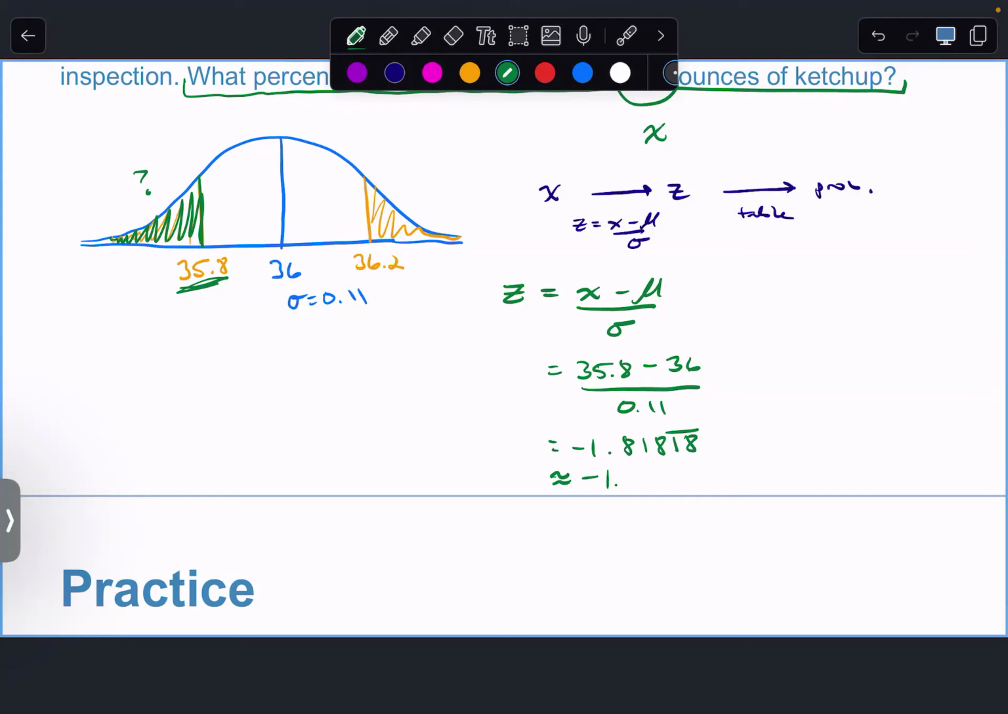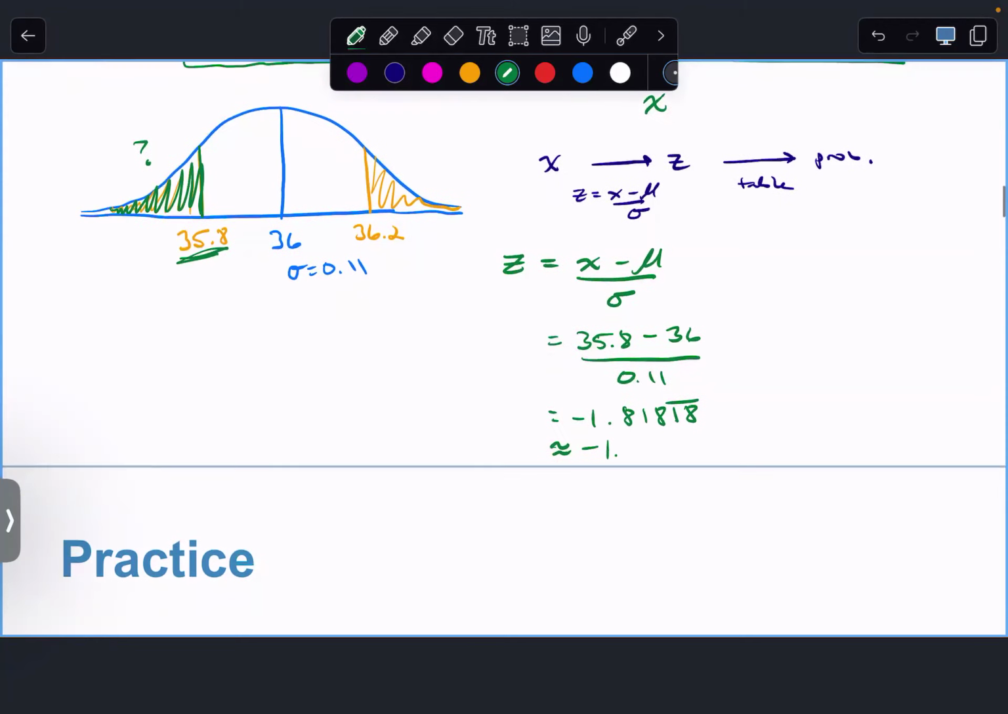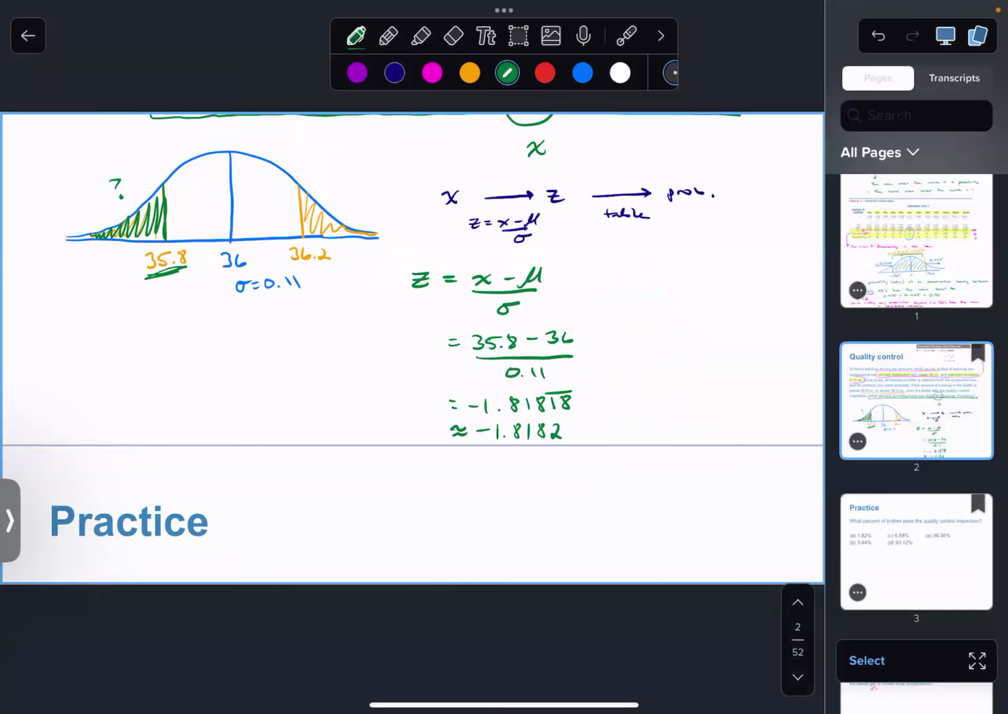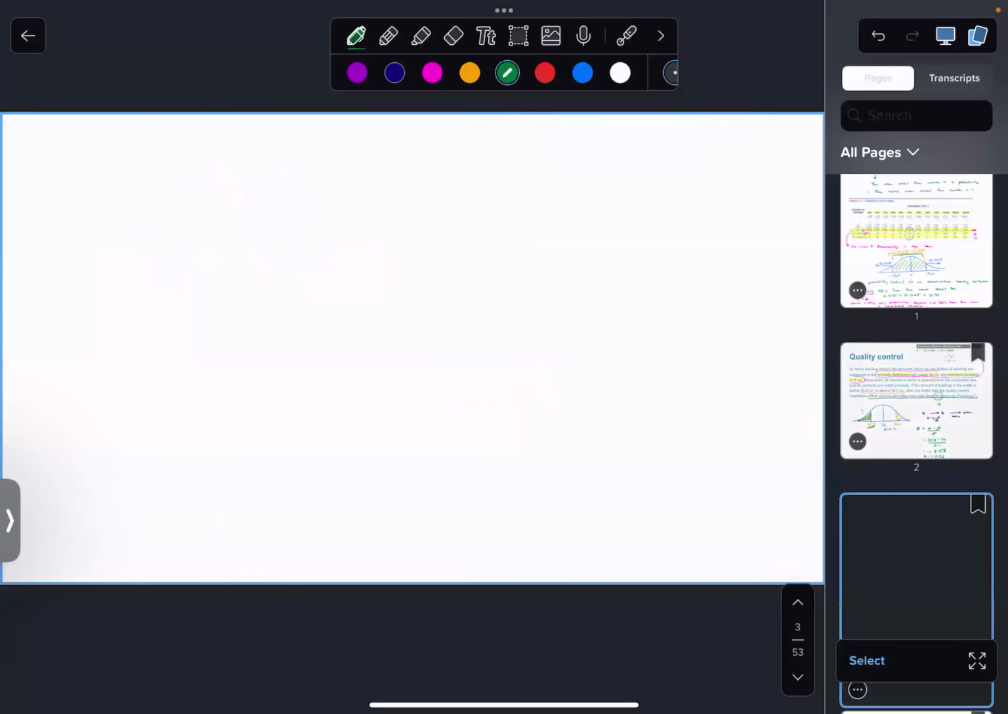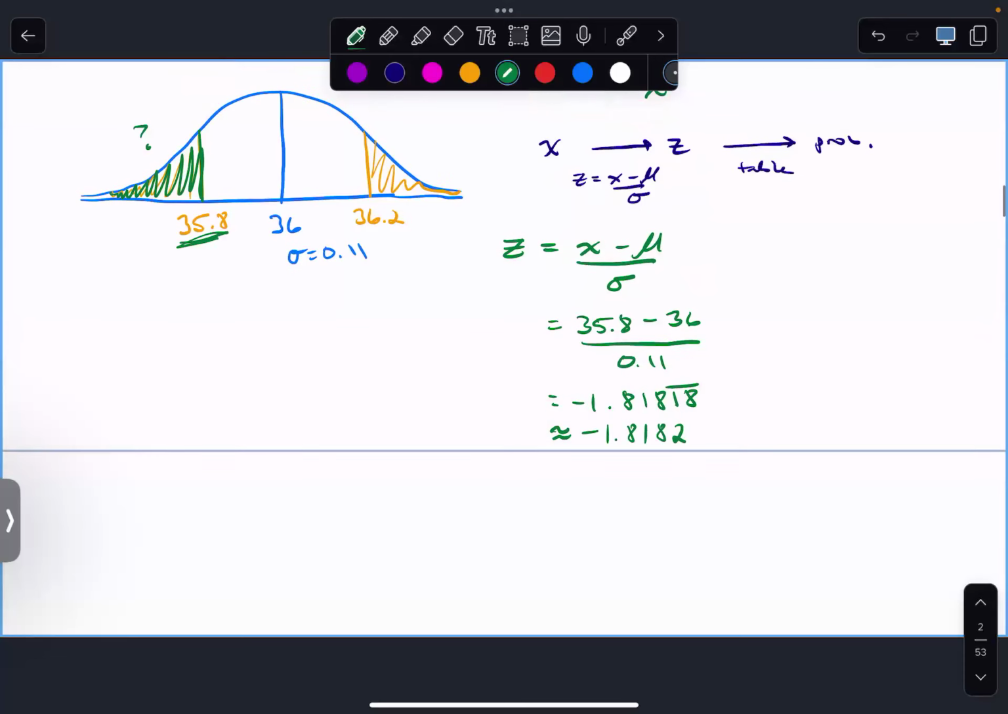So you can use the table. Negative 1.8182, just in case. Okay. Now, this is negative, which makes sense, right? 35.8 is below the mean, right?